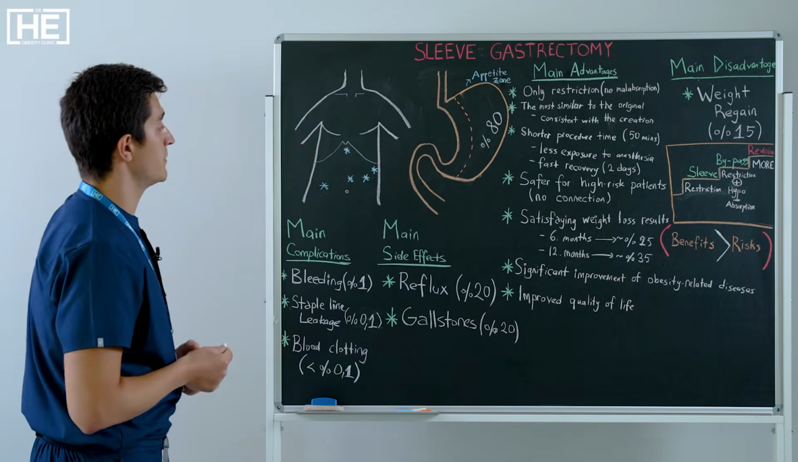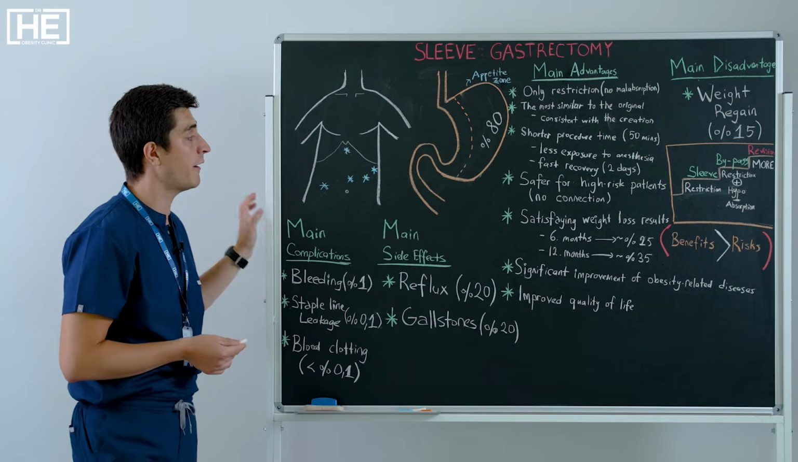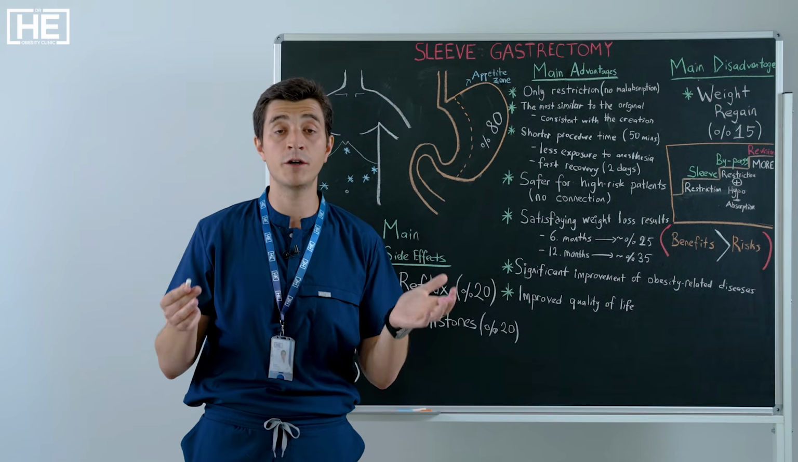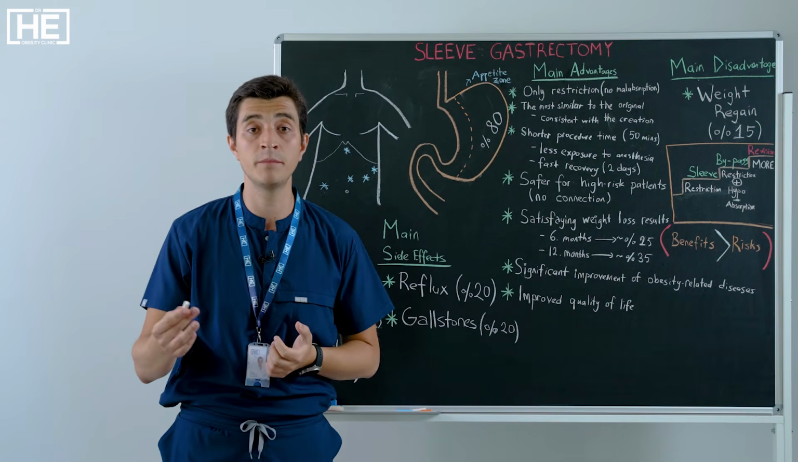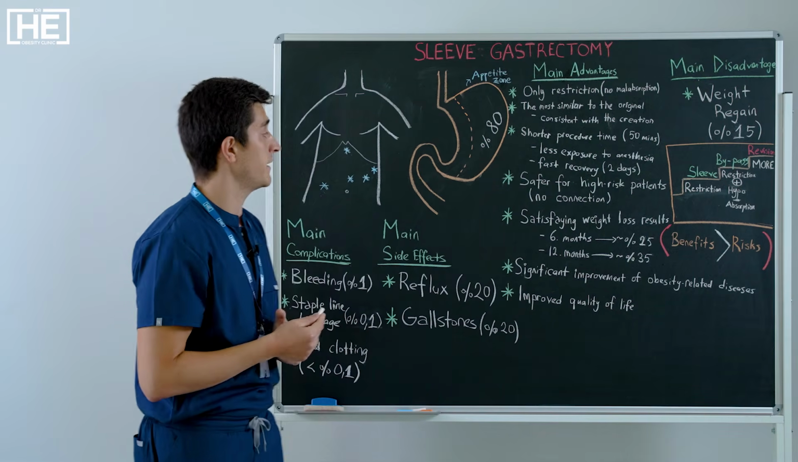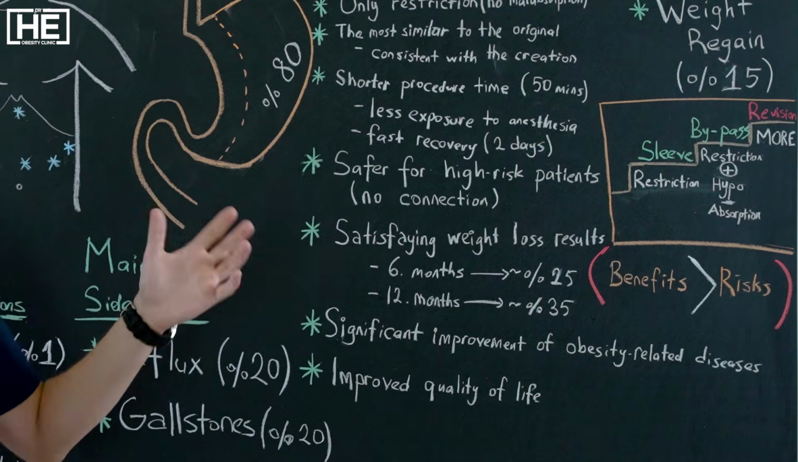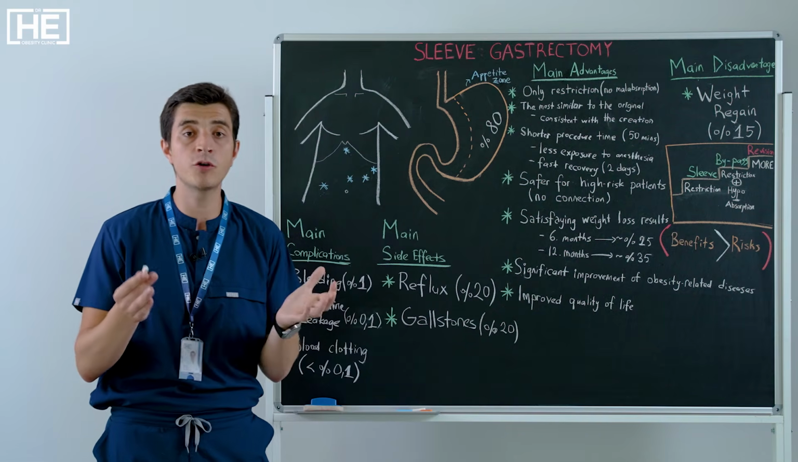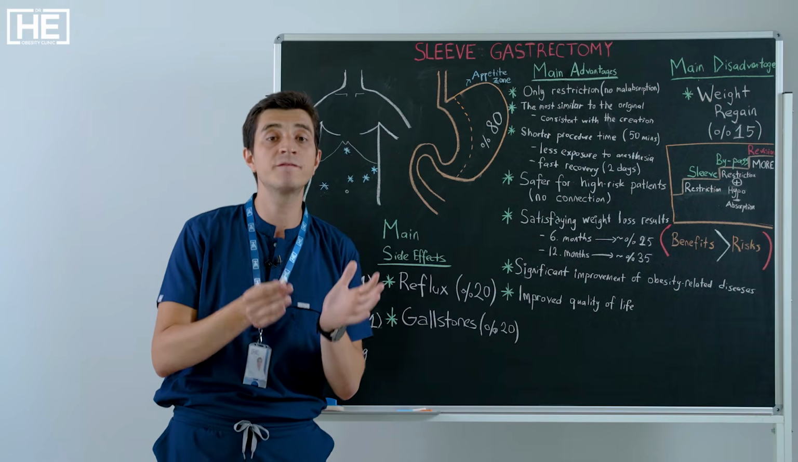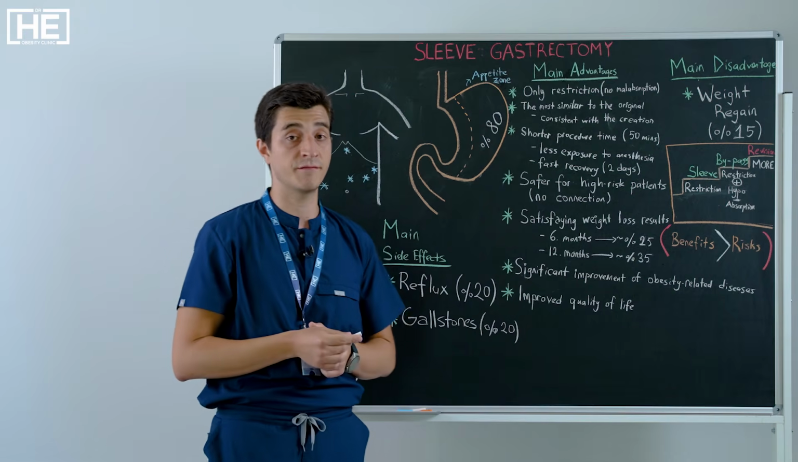One of the main advantages is that it is safer. This is safer for high-risk patients. What do I mean by high-risk patients? For example, patients who have cardiovascular disease or severe lung problems, or severe neurologic problems like stroke. These patients have less risk in the surgery because there is no connection, as I mentioned earlier. If you do the connections, if you do the anastomosis, which means a connection, there is a risk of anastomotic leakage or anastomotic bleeding. If there is no connection, the risk is actually reduced.